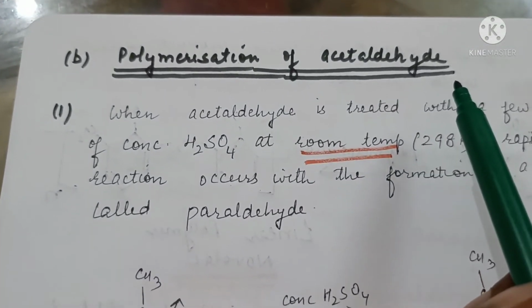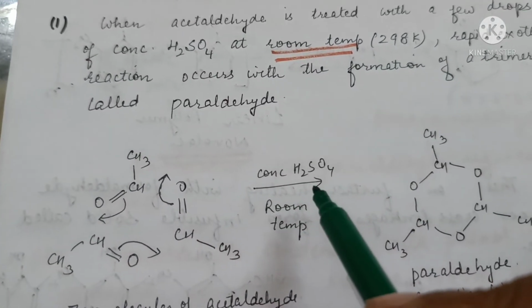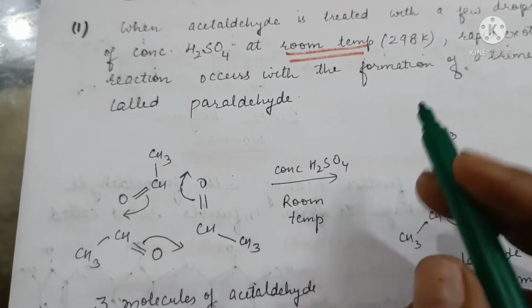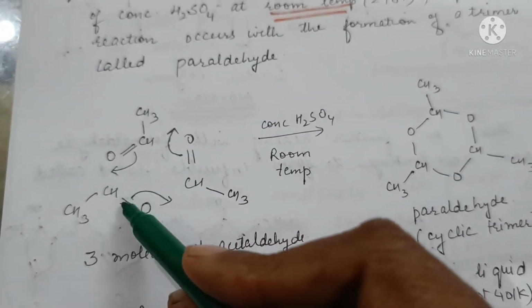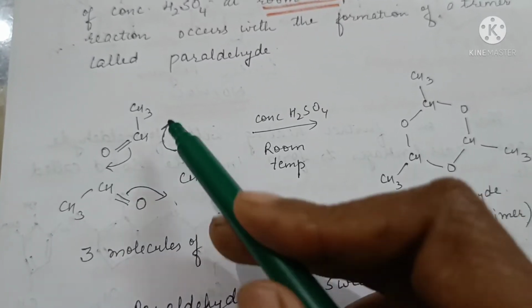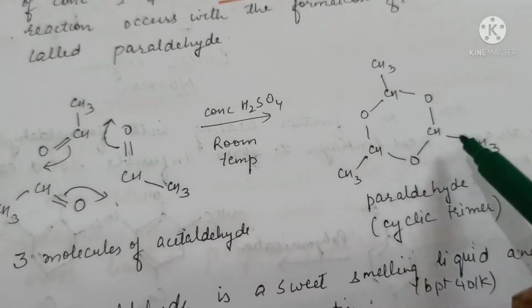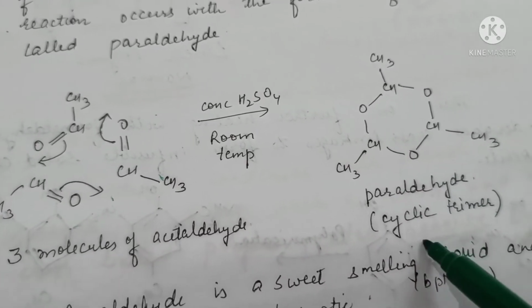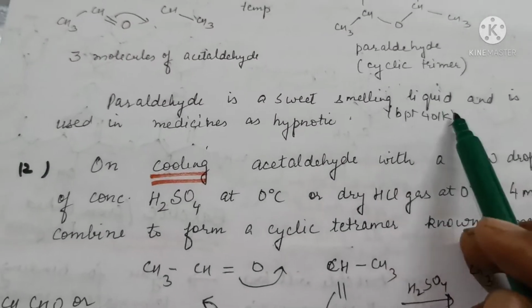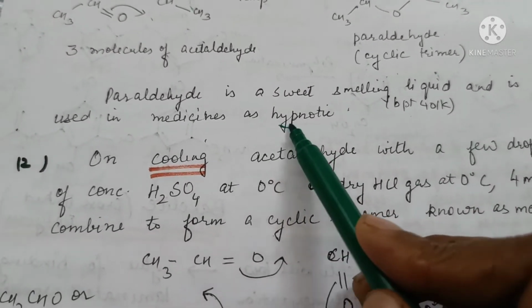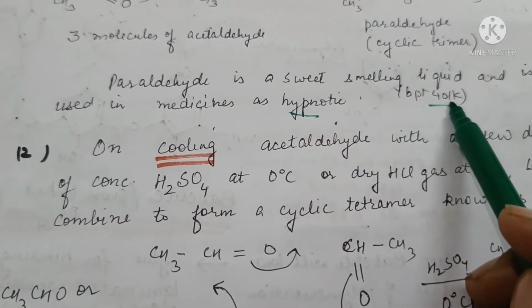Polymerization of acetaldehyde. When acetaldehyde is treated with a few drops of concentrated sulfuric acid at room temperature, 298 Kelvin, a rapid exothermic reaction occurs in which 3 molecules of acetaldehyde will combine to form a cyclic compound paraldehyde. It is a cyclic trimer. Paraldehyde is a sweet-smelling liquid and is used in medicine as a hypnotic. Its boiling point is 401 Kelvin.